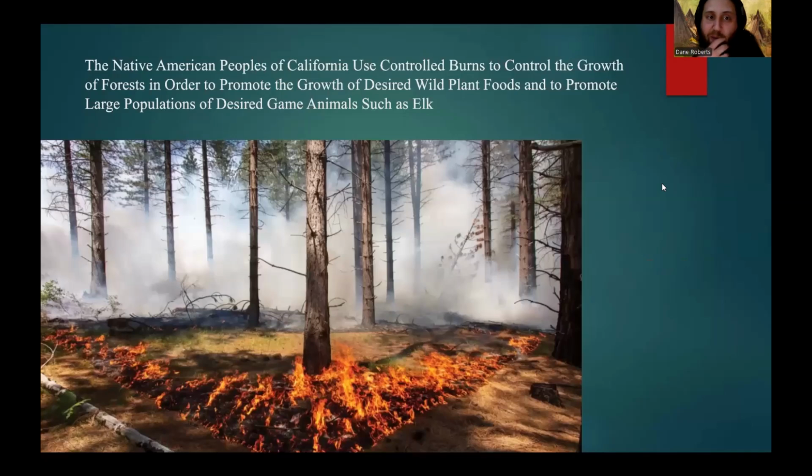And the Native American peoples of California used controlled burns to control the growth of forests in order to promote the growth of desired wild plant foods and to promote large populations of desired game animals such as elk.